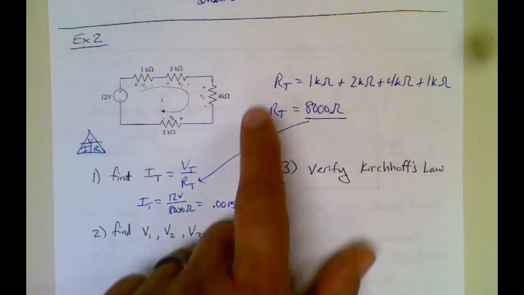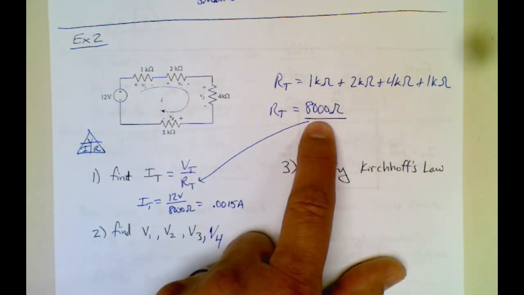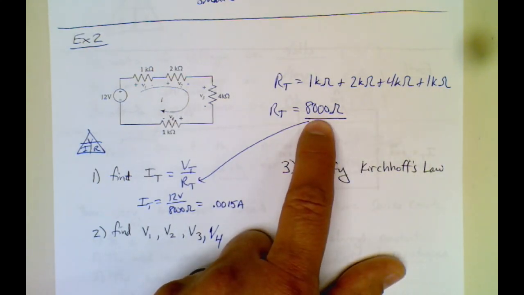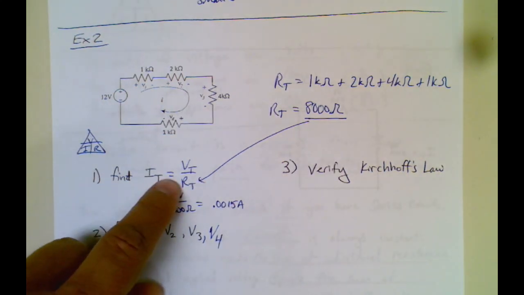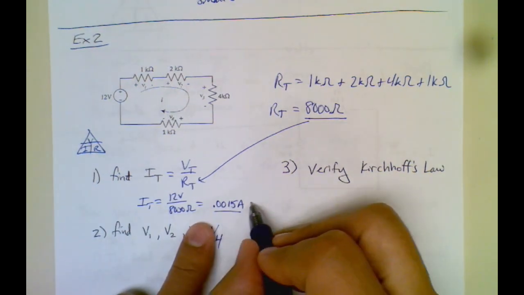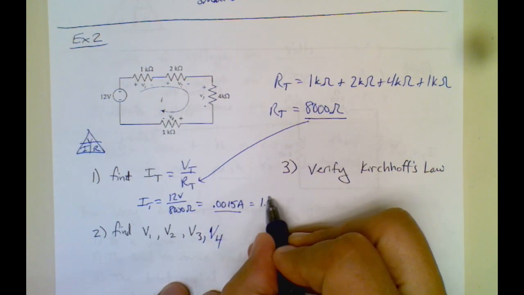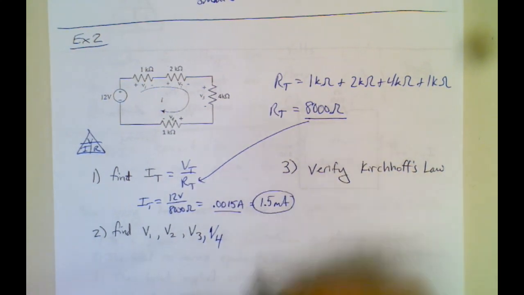All right, so I found total resistance by adding them up. Notice they were kilo ohms, but I wrote this answer here as 8,000, not 8 kilo ohms, because when I use these formulas, when I use Ohm's law, I have to use regular ohms. So, this is my answer, but I want to translate that to 1.5 milliamps before I circle it for total current.